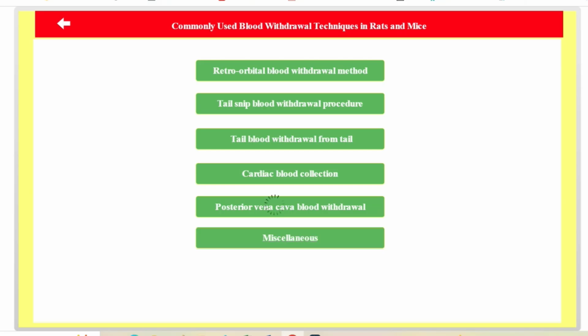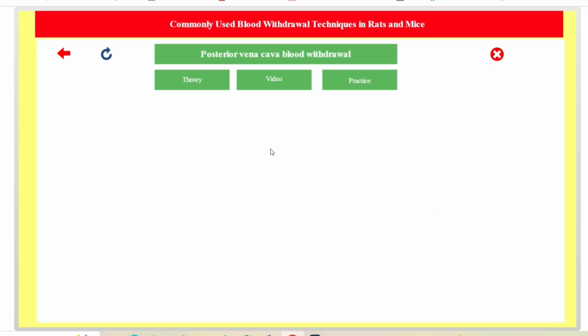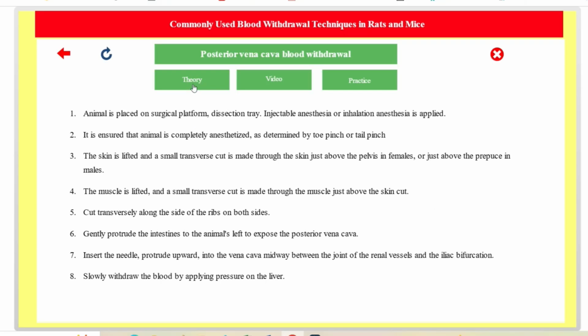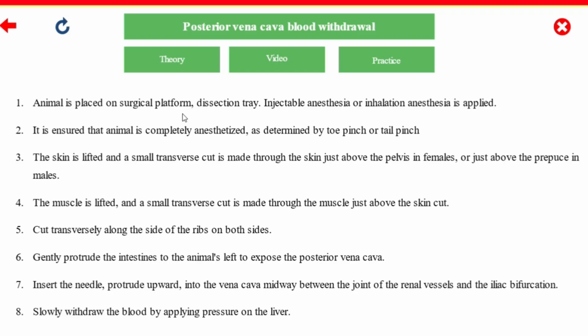Posterior vena cava blood withdrawal. We will see the theory. The animal is placed on the surgical platform or dissection tray, and injectable anesthesia or inhalation anesthesia is applied. It is ensured that the animal is completely anesthetized, as determined by the toe pinch or tail pinch.